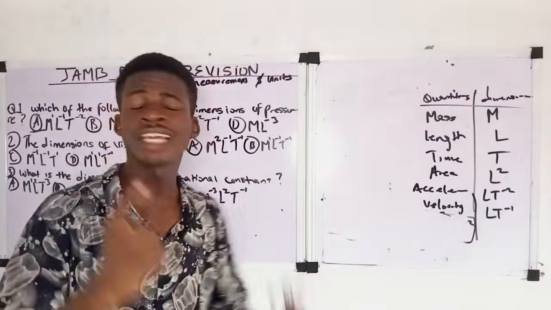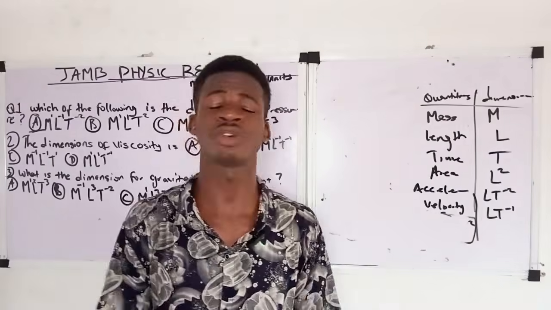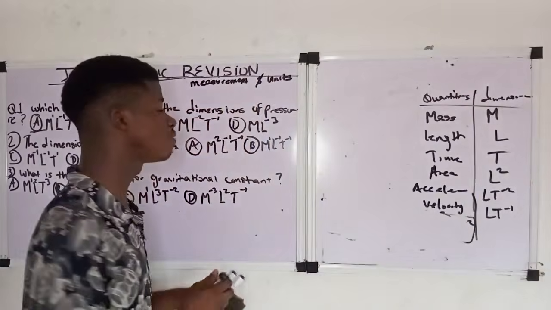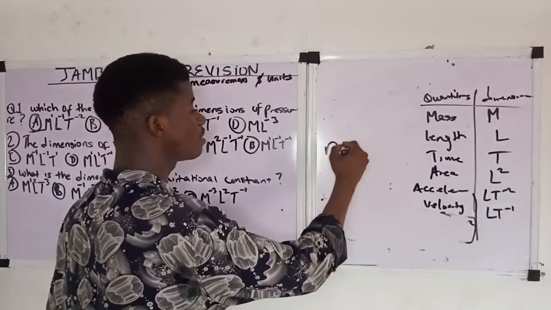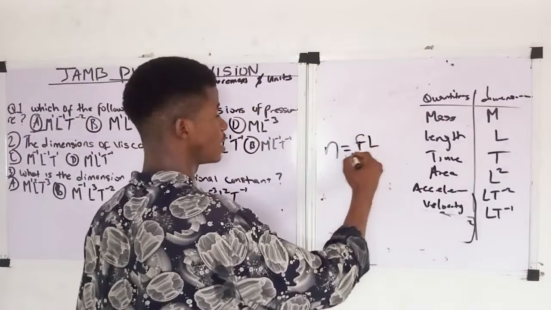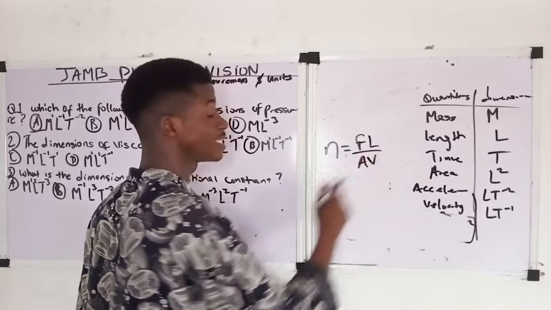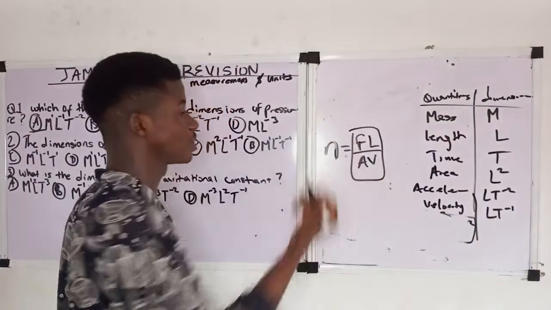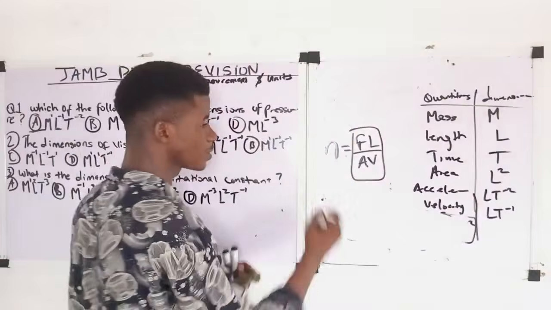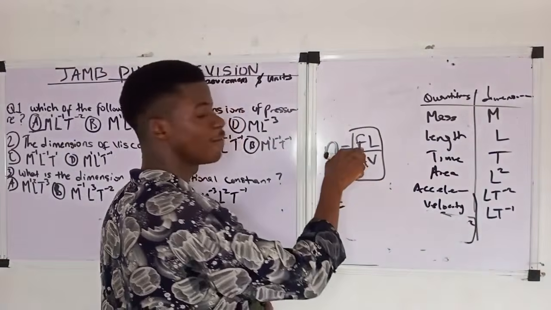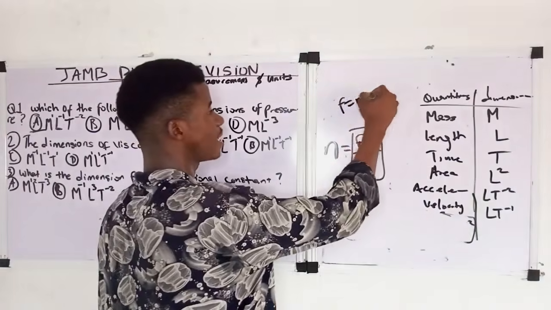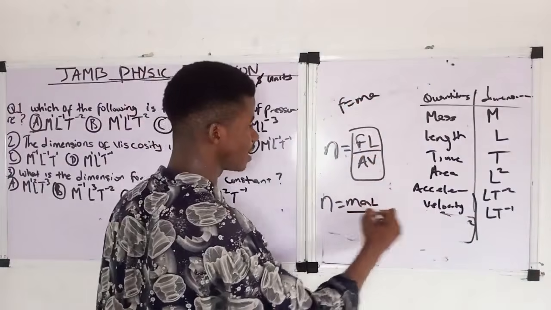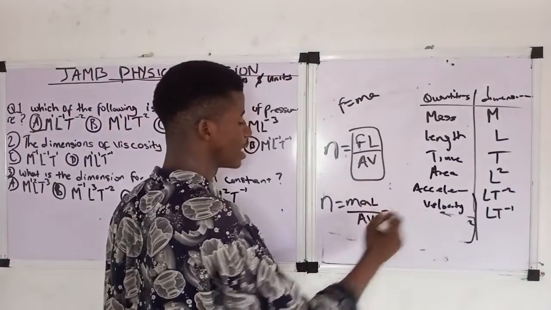Now what did I tell you? The very first thing to do when looking for the dimension of a particular quantity is to know the formula of that quantity, right? So what is the formula of viscosity? The formula of viscosity is force times length divided by area times velocity, right? Now let's continue. What is the dimension? Remember, force is equal to MA, right? So if I put MA, then length divided by area times velocity, right? Now let's continue.